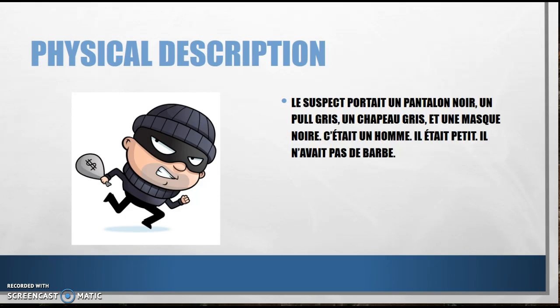Physical description. So, for example, pretend this little guy here has robbed a bank and we want to describe him. We're talking about what he was wearing. Le suspect portait un pantalon noir, un peu gris, un chapeau gris et un masque noir. C'était un homme. It was a man. Il était petit. He was short. Il n'avait pas de barbe. He did not have a beard. Any types of physical descriptions of characters in a story in the past would be in the imparfait as well.